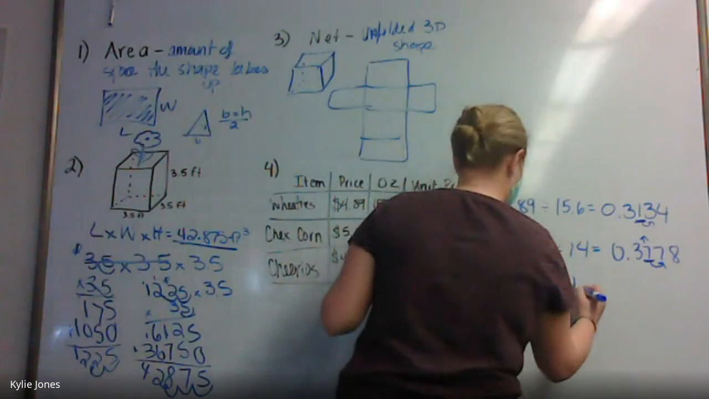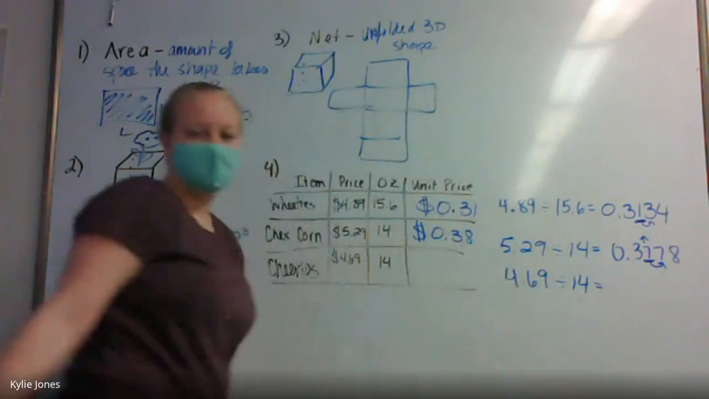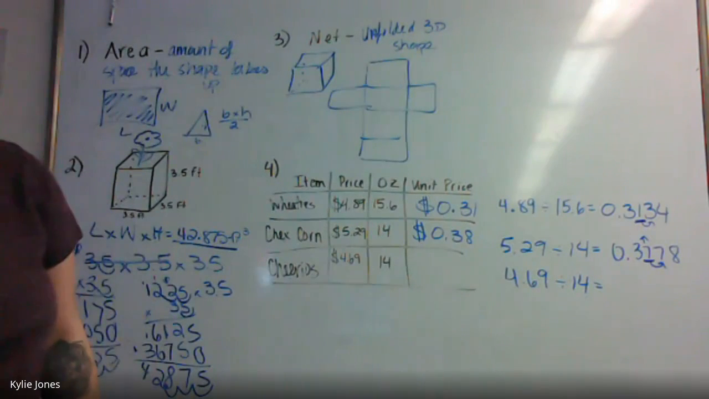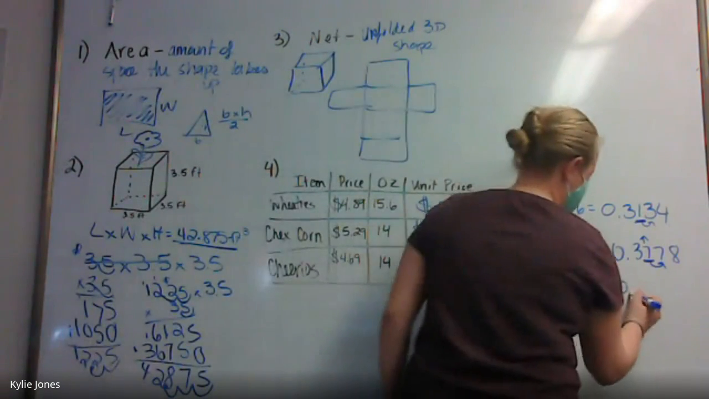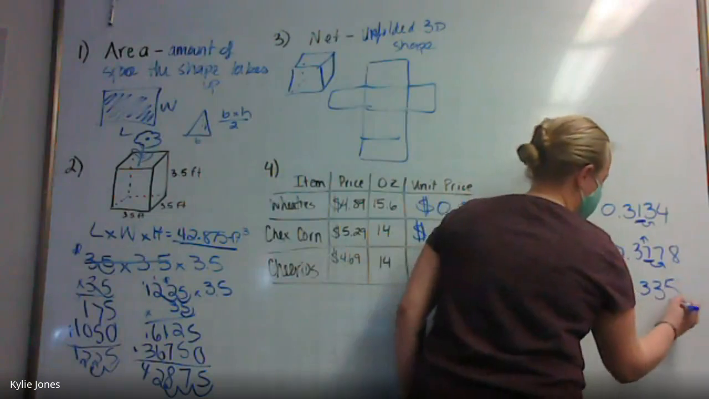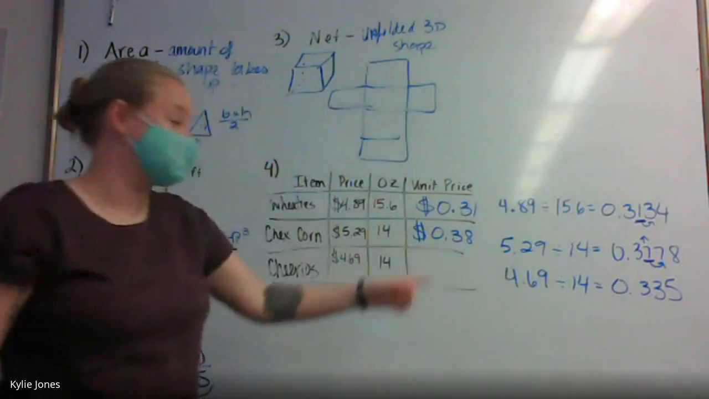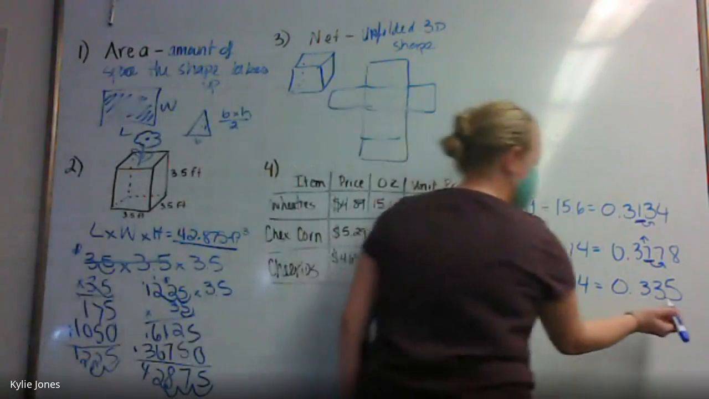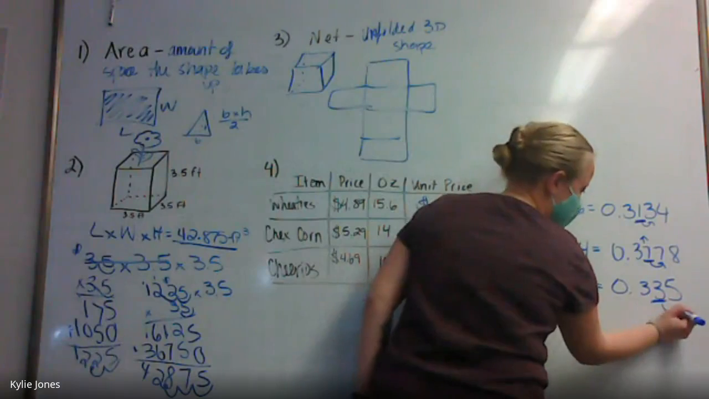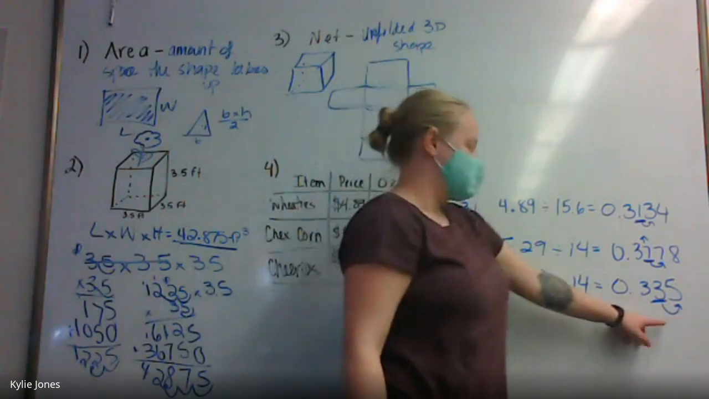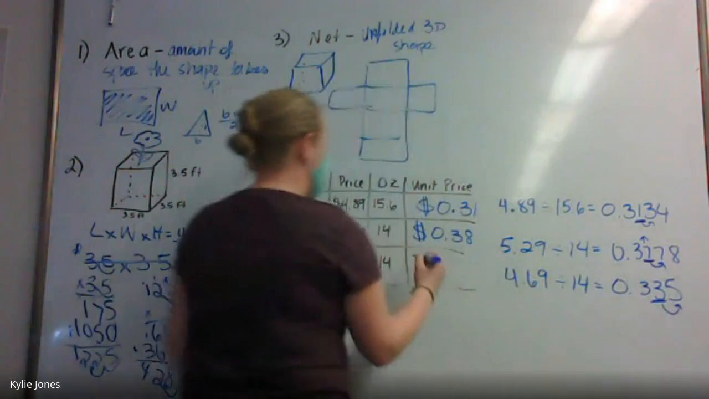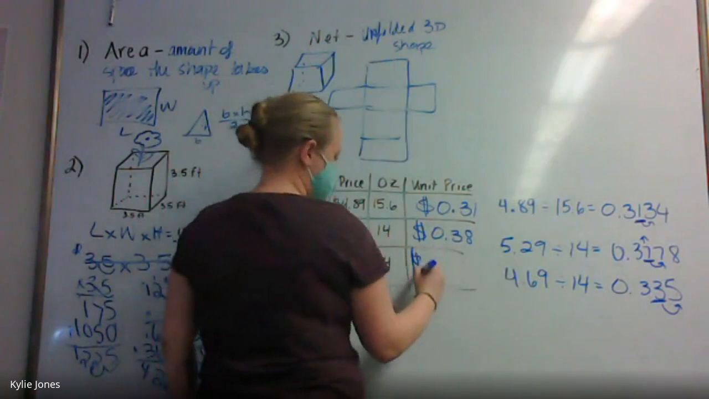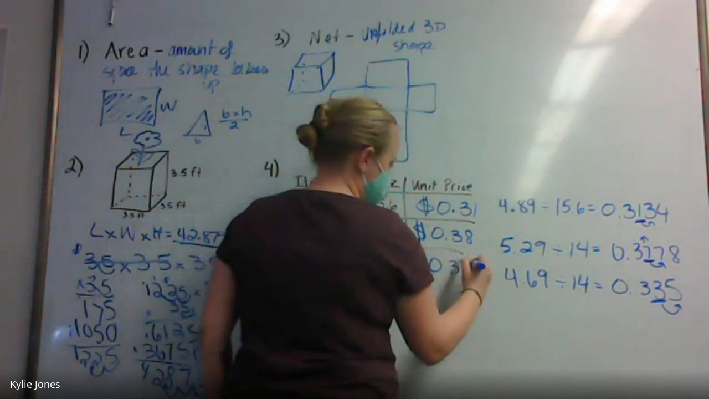$4.69 and divide it by 14. 4.69 divided by 14 is 0.335. So not as high as I thought it was going to be. But we need to round it again. So you need to round to the hundredths place. Looking at the 5, yes, we'll go up. Good. This will round up because if it's 5 or higher, it rounds the number up. So how many cents is 1 ounce of Cheerios? 34 cents.